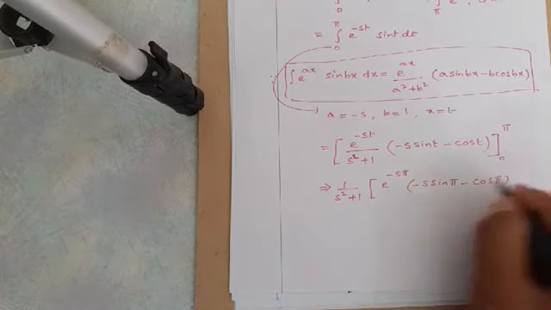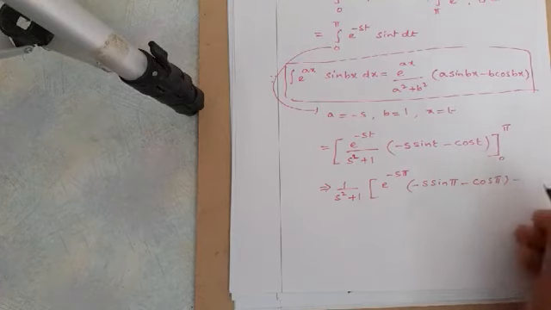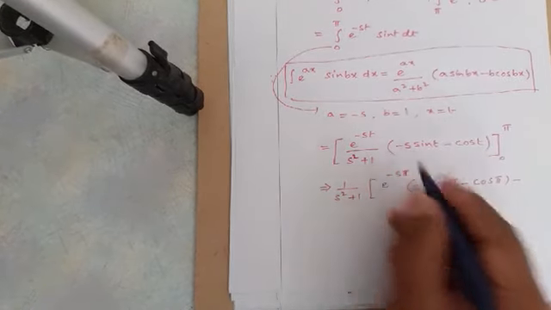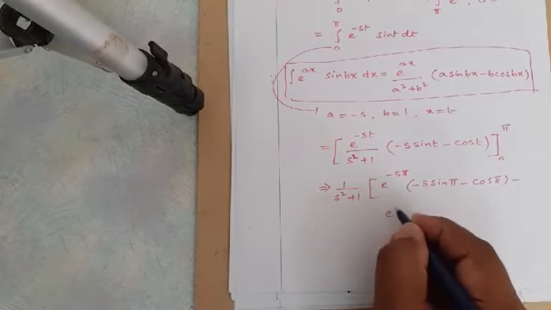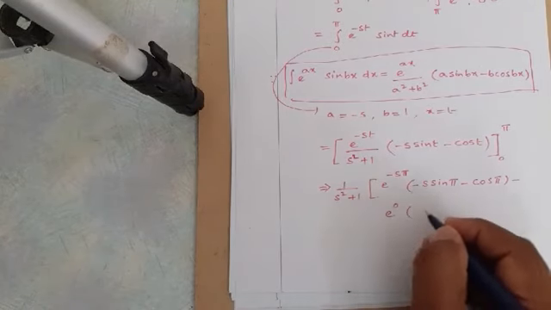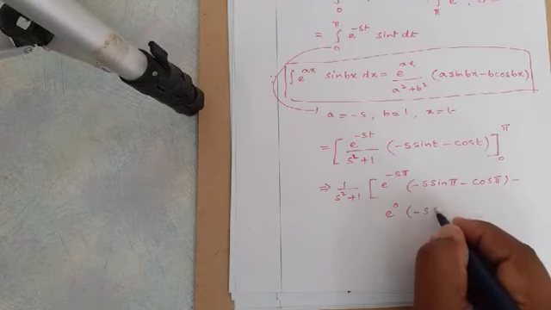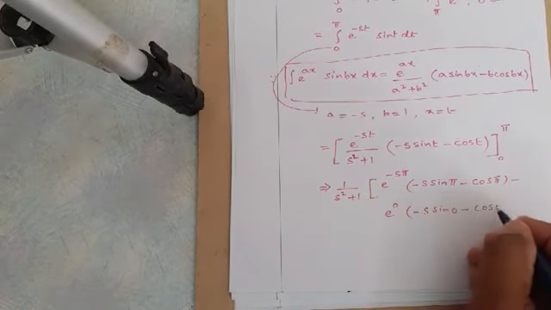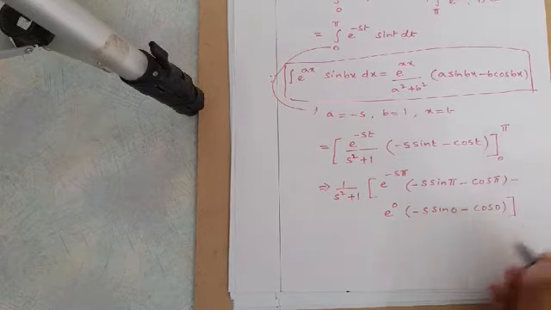This is the upper limit minus the lower limit. So for the lower limit, we apply 0 to t, so this becomes e power 0, and in the bracket you get minus s sin 0 minus cos 0. So after writing that, close the bracket.